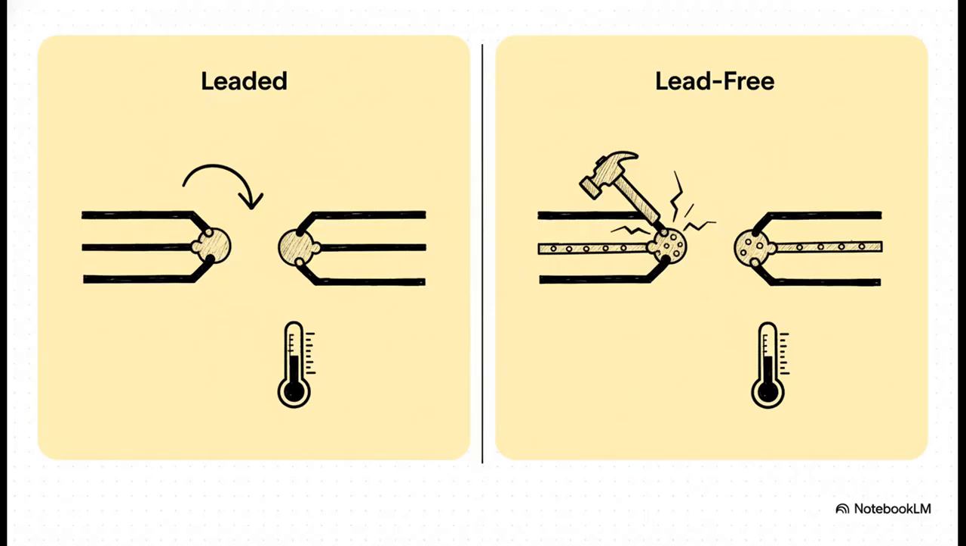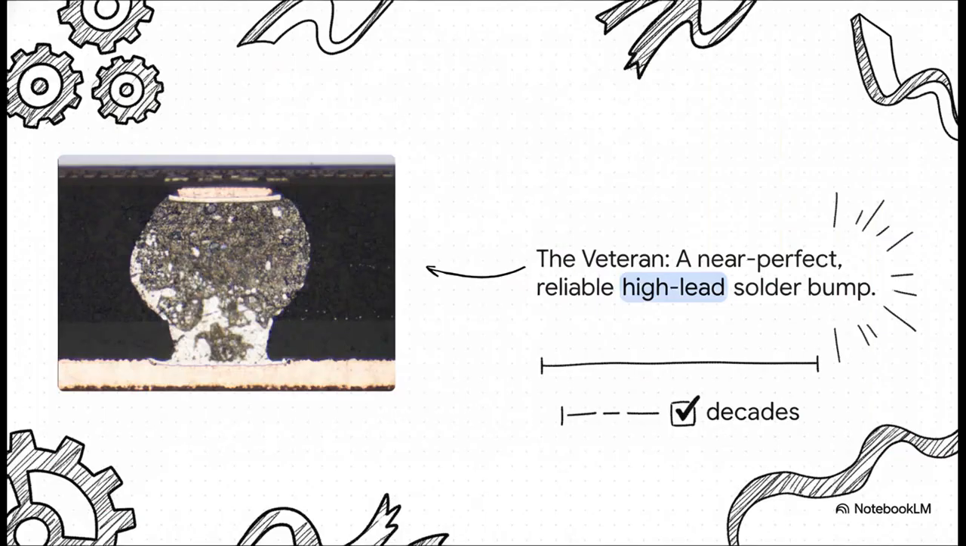To really get the problem, you gotta compare the two. The old leaded solder was, from an engineering point of view, fantastic. It melted at a lower temperature, it was really flexible, just great stuff to work with. The new lead-free replacements? Well, they're stiffer, they're more brittle, and they need higher temperatures to melt. That's a triple threat to reliability. But most importantly, as we're about to see, they are prone to forming these things called voids. So this is the old guard, a beautiful, solid, high-lead solder connection.